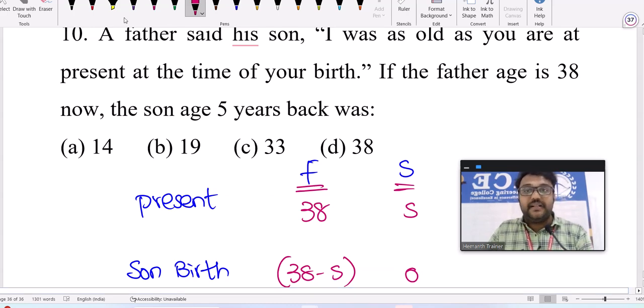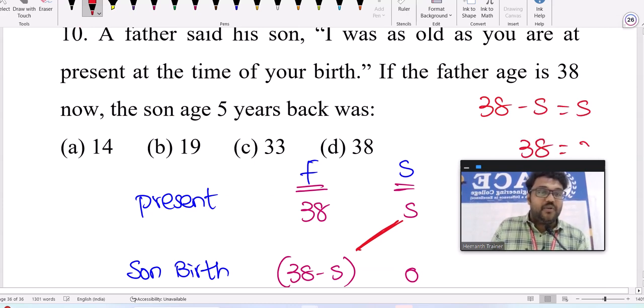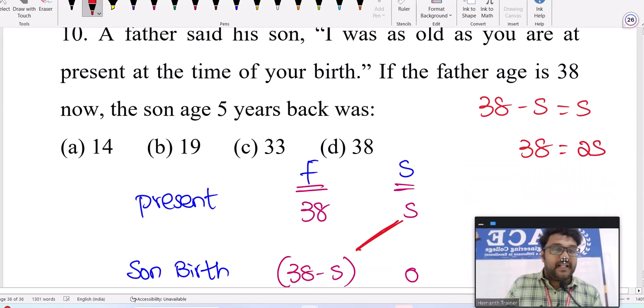Now, as per the question, I was as old as you are now at the time of your birth. So these two must be equal: the son's present age is equal to the father's age at the time of the son's birth. 38 minus S equals S, which means 38 equals 2S. 38 is nothing but the father's age, so the father equals twice the son.